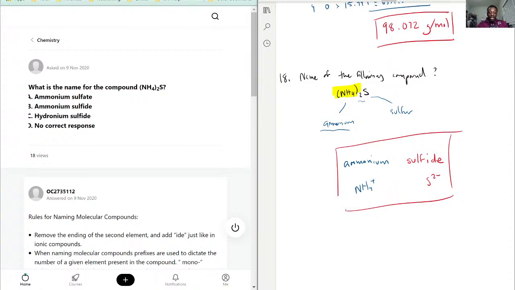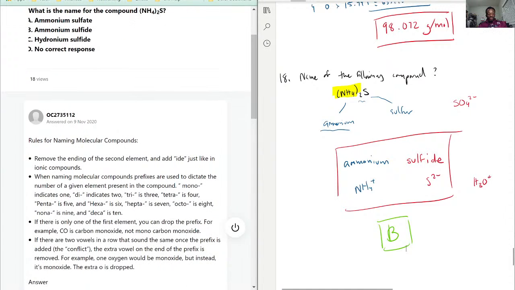So with that being said, ammonium sulfate, that wouldn't be it. Sulfate is SO4 2 minus. That's the sulfate ion. So B is looking better. Hydronium would be H3O plus. That's hydronium. And D, no correct response. We can't use that because indeed our answer is found in B. B is our correct answer.